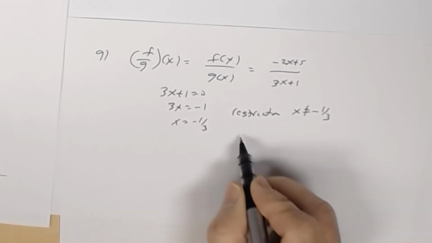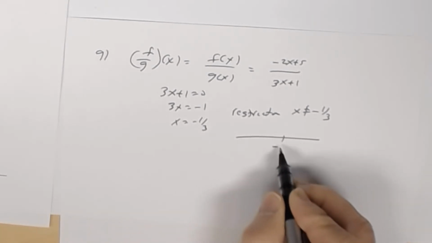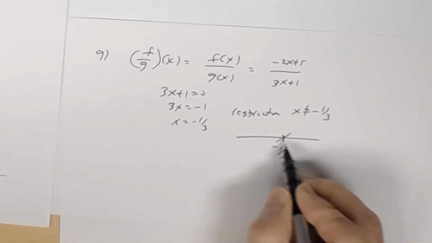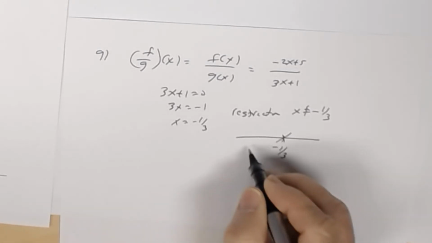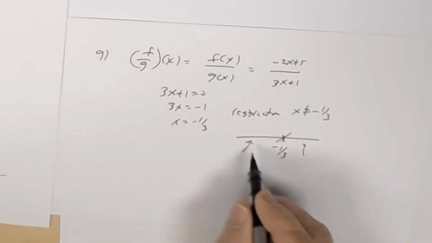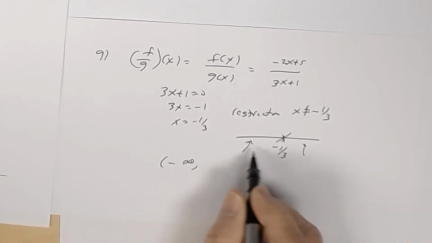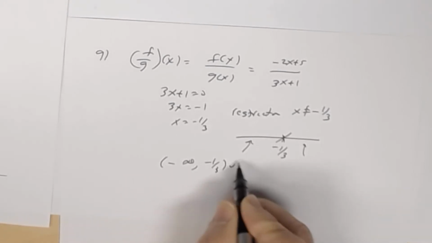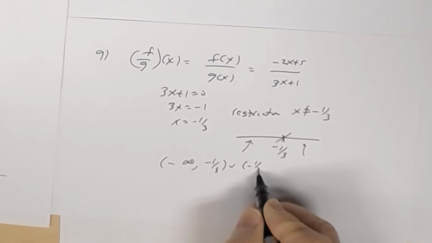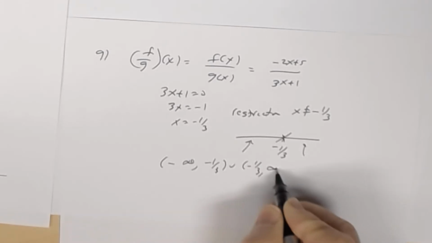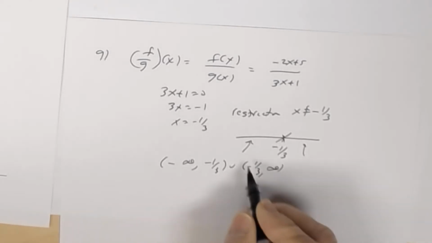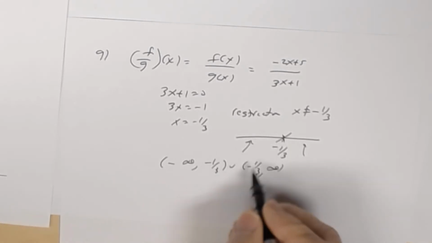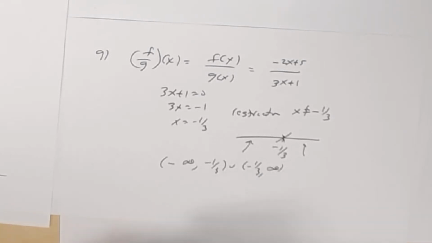So to find the domain, you put negative 1/3 on the number line and you cross it out because you cannot use it. So notice I'm going to have two intervals. I'm going from negative infinity to negative 1/3, union, and then negative 1/3 to infinity. Again, those are parentheses here, not brackets, around negative 1/3. You cannot use negative 1/3. That's not in the domain.